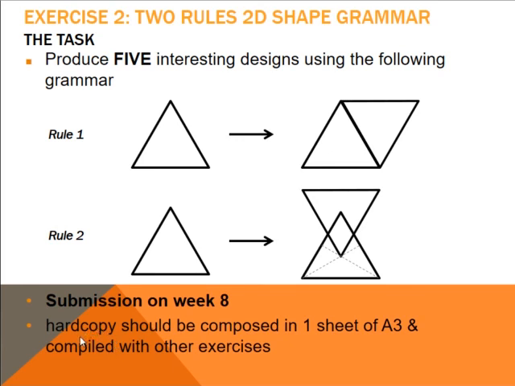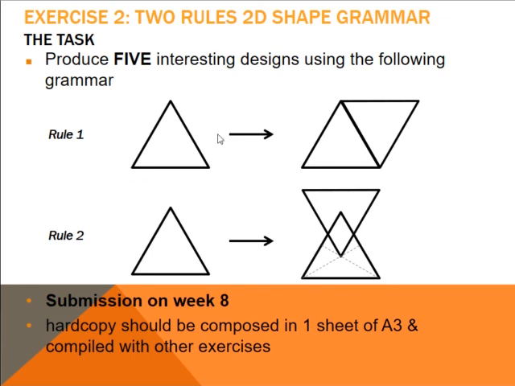Right. So okay, the task is to produce 5 interesting designs using the following rules. So it's not following grammars, following rules. Rule number 1, but the good thing is in both rules, it specifies that the additional object is the same as the initial object. So in the end, you just play with the equilateral triangle. So it's very easy to work with because it doesn't matter how you look at it. From any angle, from any orientation, you can apply the rules, right?